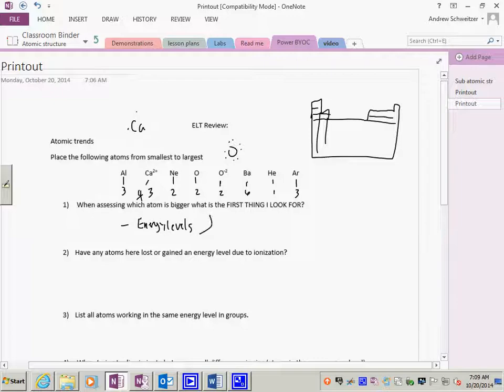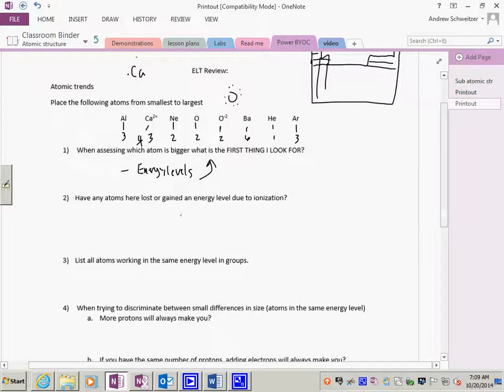I have those written above here. Have any atoms here lost or gained an energy level due to ionization energy? The answer is yes: calcium. Calcium had 2 valence electrons, and it became calcium plus 2, bringing it from the last electron being 4s2 to now 3p6. That's the electron configuration, so this tells me my energy level right here.